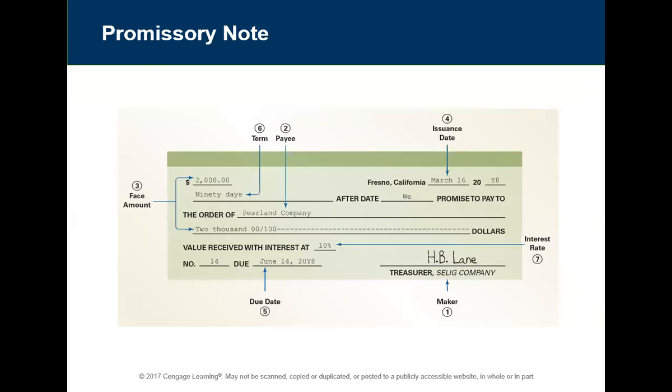So here we have the face amount of the note. 90 days is the term. The issuance date was March 16th, and then they have 90 days from that date to pay us back the $2,000 face amount plus 10% interest, which is pretty high. It's okay though, we like to make money. So we usually have to calculate the due date or the maturity date. We're going to learn how to do that. And then we'll also calculate how much they owe us, the face amount plus that interest.